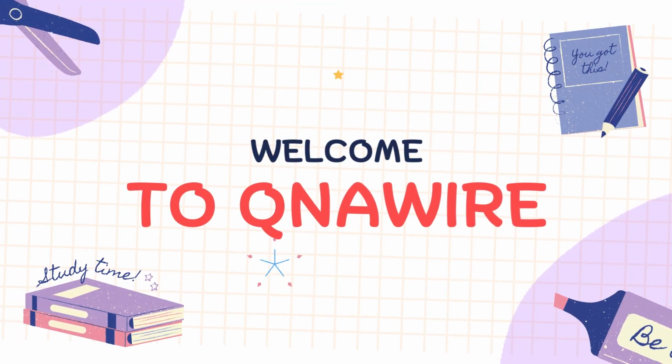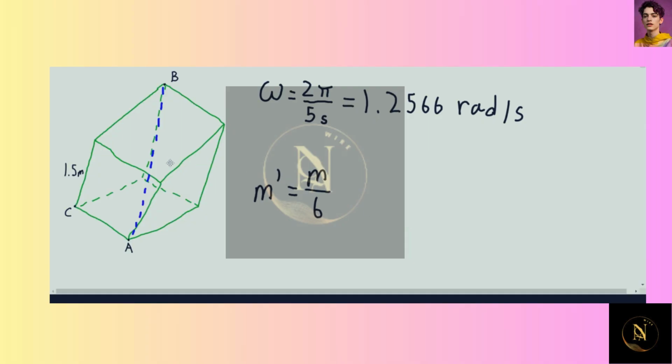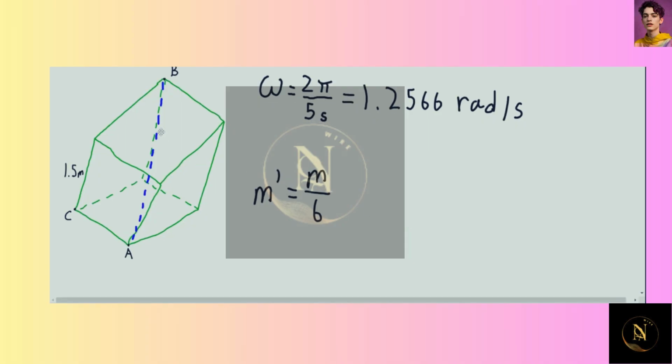Welcome to qnawire. We have this cube here that can rotate freely about the diagonal from point A to point B, and we're asked to find what the mass is of this cube.